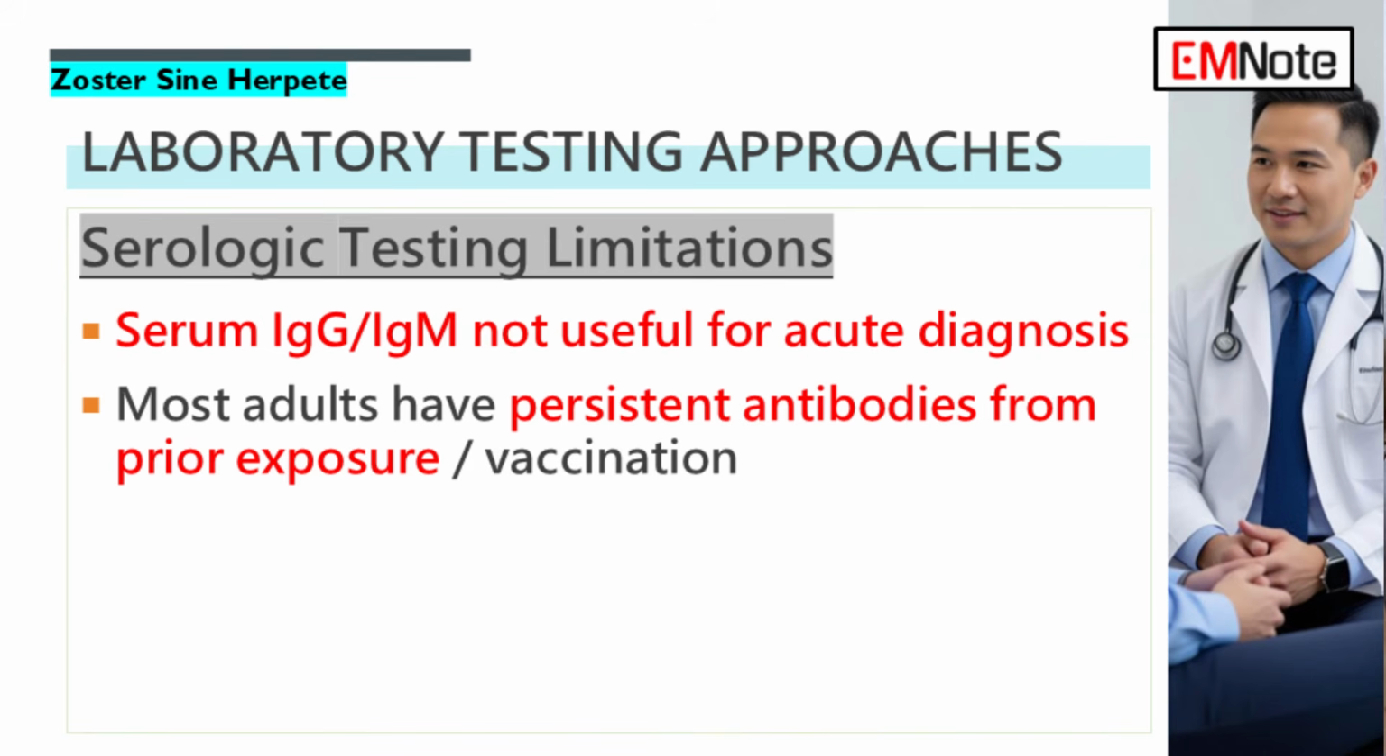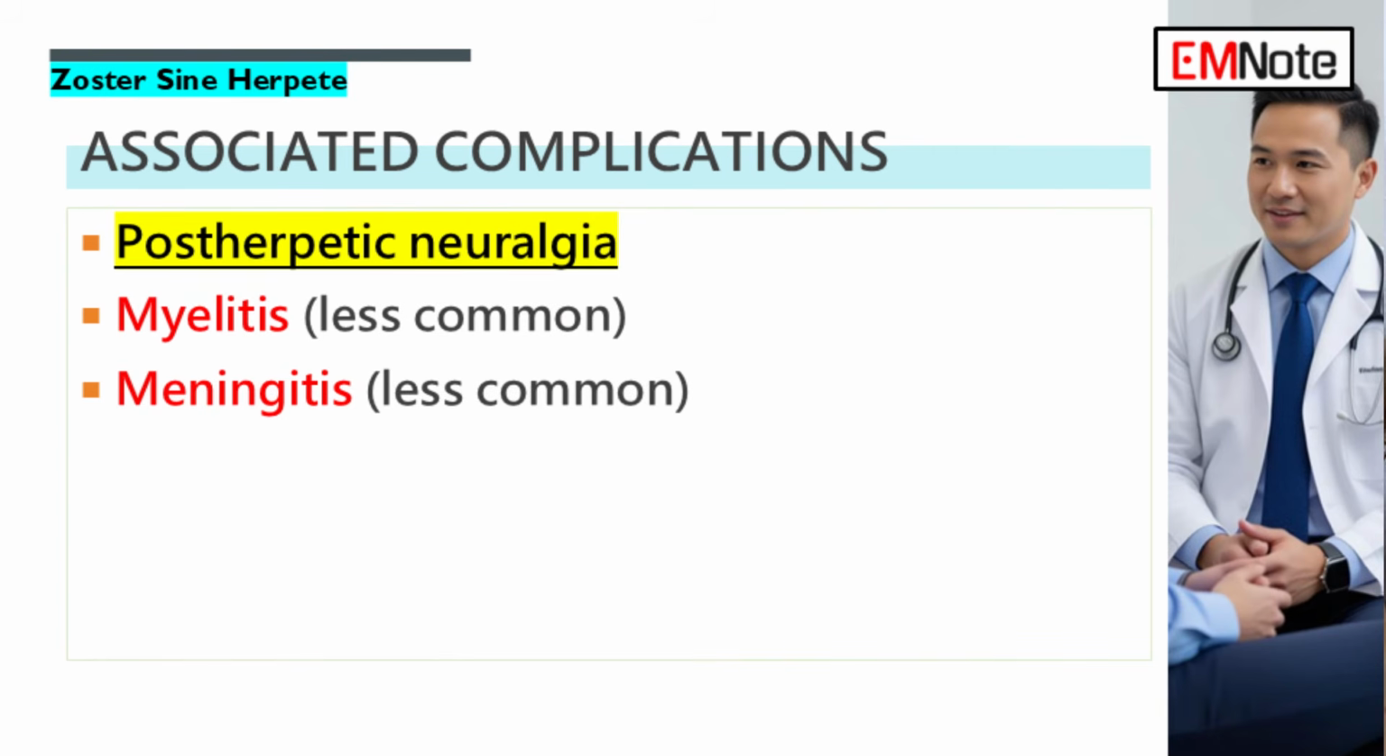Right, most people have been exposed. Exactly. So a positive blood test only tells you they've encountered the virus sometime in their life. It gives you zero useful information about whether it's actively causing nerve root inflammation right now. Okay, so serum tests are out for acute diagnosis. Good to clarify. Now, moving to management and complications.